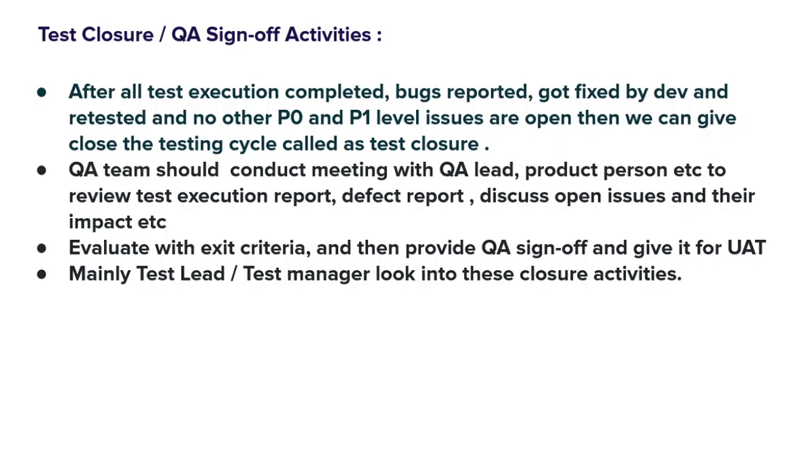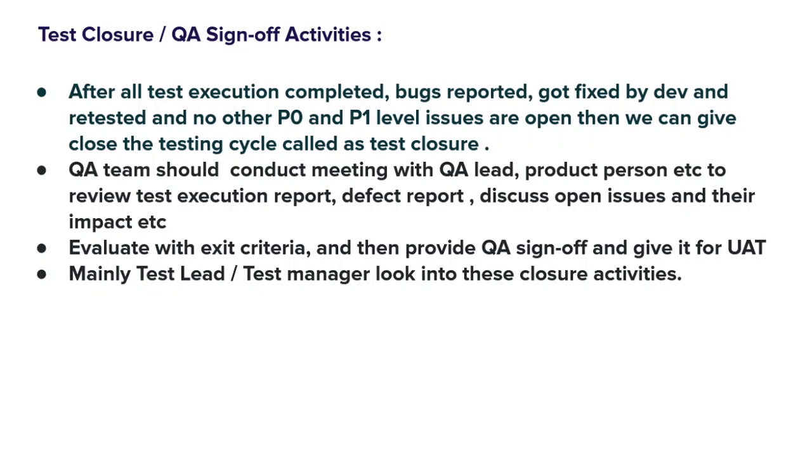So that build is properly tested by the QA team, and now QA is saying by giving sign off that we can give it for the UAT. UAT is user acceptance testing. In UAT, the product person can do some high level of testing basically, just to have one verification from his side. Basically, the product person will do the UAT.